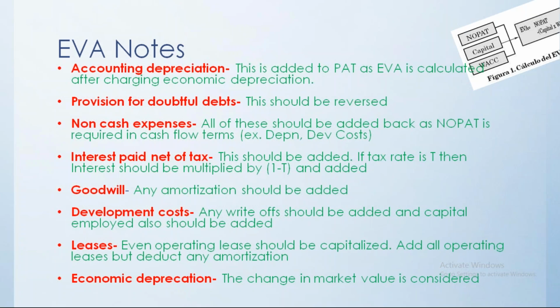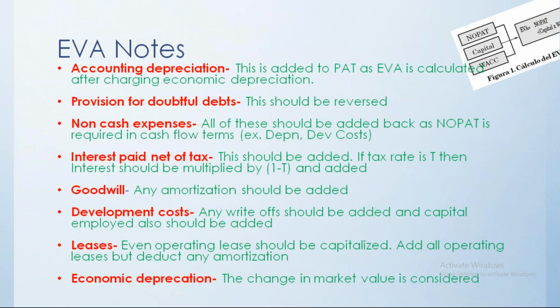Development cost, whatever we have written off should be added, and capital employed also should be added, because development cost is according to IAS 38, all research and development costs, unless it is something which we can capitalize, should be written off. But for the calculation of the NOPAT, we will add back. Leases, even operating leases should be added. You remember we had two types of leasing, finance leases and operating leases. Normally in the P&L, operating leases we charge to the P&L, but here we will add that back and bring it as a capital investment.